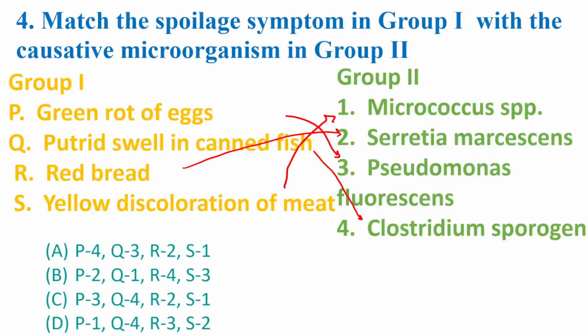So over here my correct option will be option number 3, that is P3, Q4, R2 and S1. So green eggs are because of Pseudomonas, swollen fish cans because of Clostridium, red breads because of Serratia and yellow meat because of Micrococcus. Option number C is my correct option.